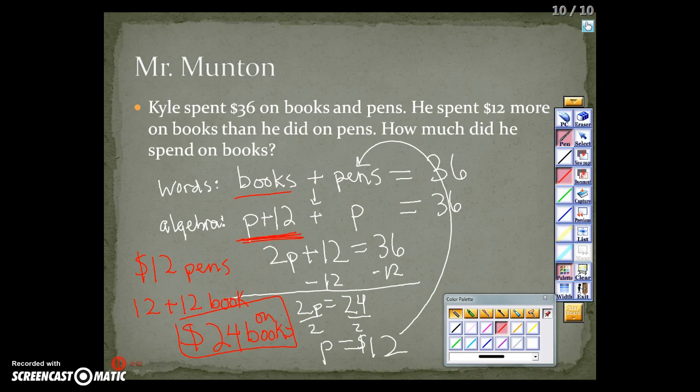Now, a good way to check it is just go back, okay, $24 on books, $12 on pens, spent a total of $36. He spent $12 more on books than he did on pens, yes, and that checks out. And that is your answer.